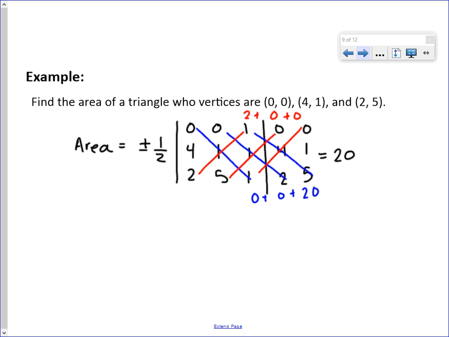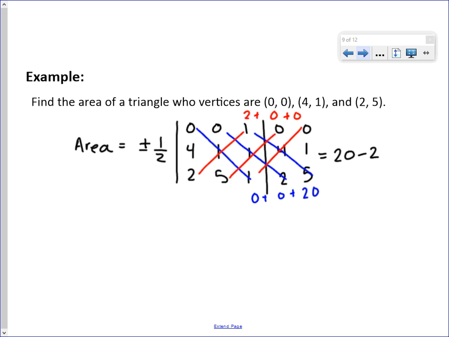Is the plus or minus on the 1/2 to know if your determinant is positive or negative? Yeah. It's not on your determinant. Make sure only one answer makes sense in geometry for area, and that's positive.